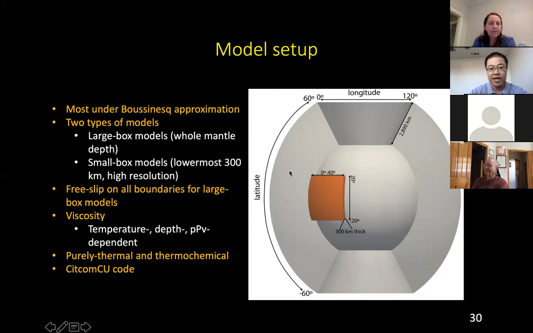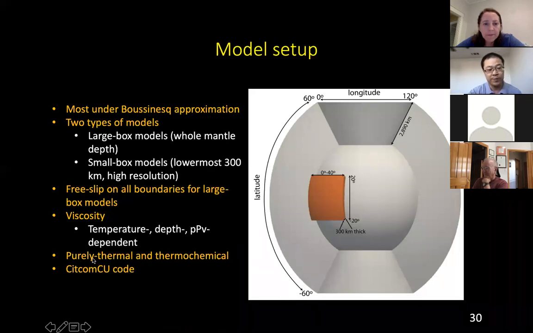For large box models, it's free slip on all boundaries. That means we did not impose anything. The convection just develops by itself depending on the system. The viscosity is temperature dependent, with a high degree of temperature dependence, and it is also depth dependent. The upper mantle has about 30 or 50 times lower viscosity than the lower mantle. We also consider the post-perovskite phase transition, and in some cases the post-perovskite has much lower viscosity than the surrounding mantle.